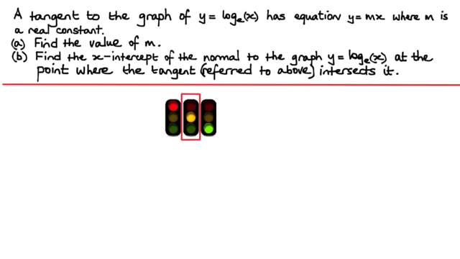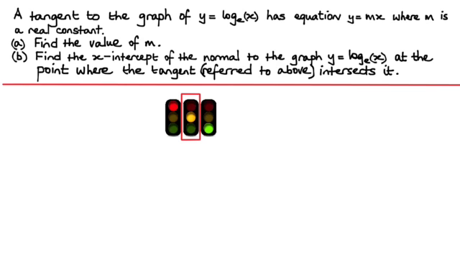Firstly, we have to find the value of m, and secondly, we have to find the x-intercept of the normal to the graph of y equals log x base e at the point where the tangent referred to above intersects it. Now guys, that's a bit of a mouthful, isn't it?